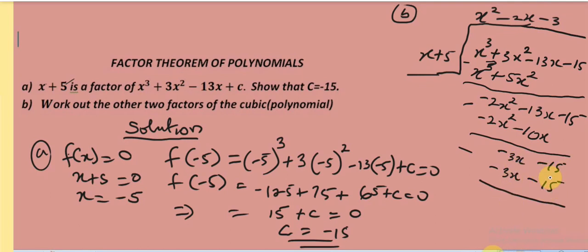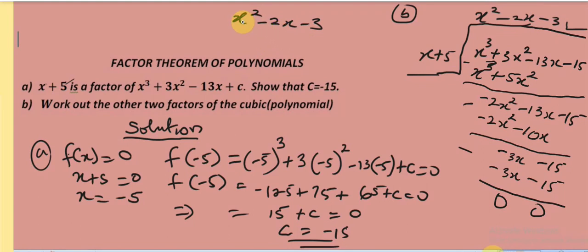This minus this, minus 15 minus minus 15, is going to give me 0, because minus times minus is plus. Minus 15 plus 15 is 0. So I'll have 0 here and 0 here. So now the division has ended, and this is the quotient. When you divide this polynomial expression by x plus 5, it's going to give me x squared minus 2x minus 3. So I'll now write the quotient, which is x squared minus 2x minus 3.